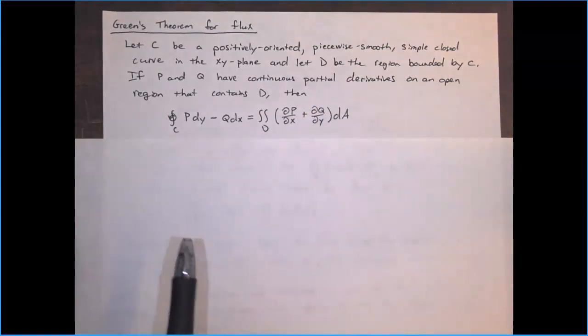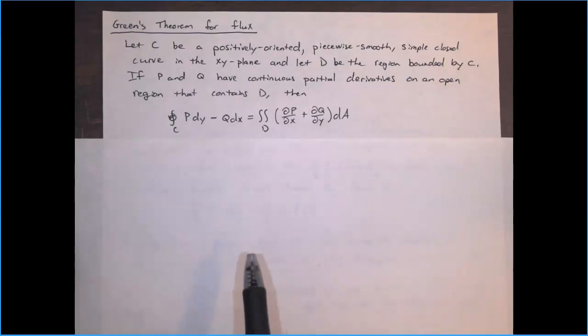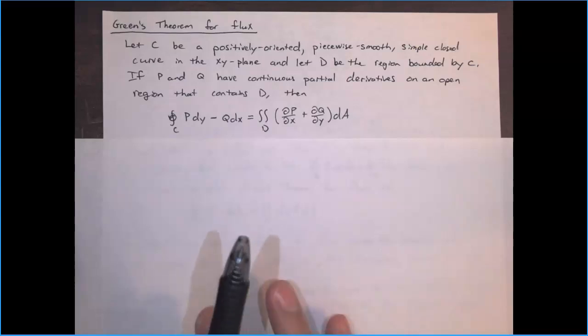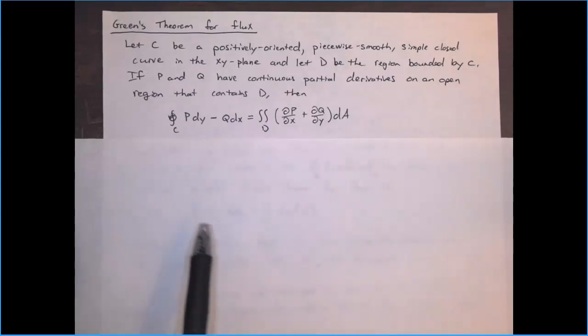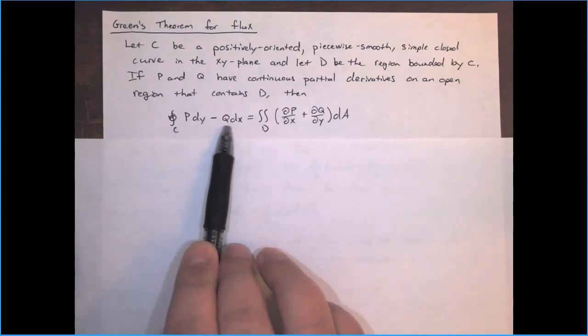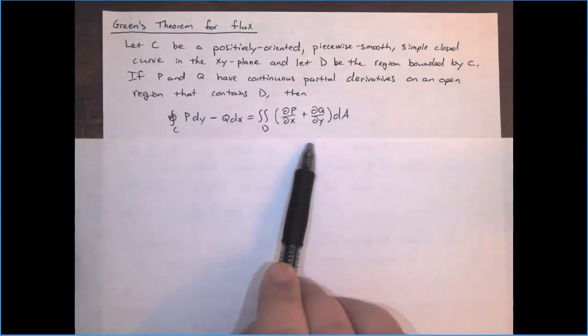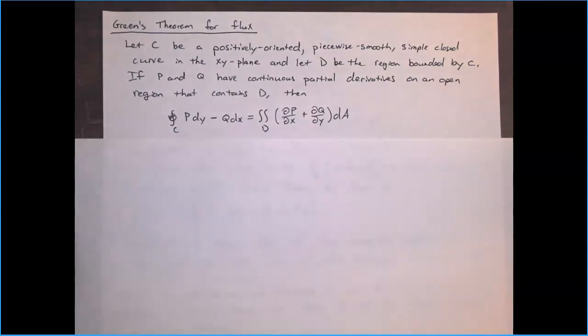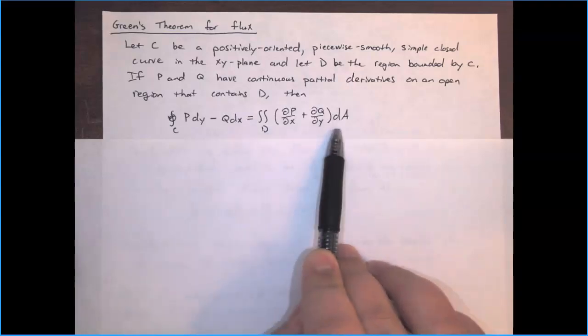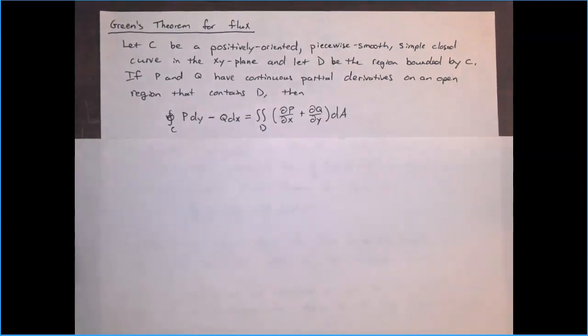We need P and Q, the components of our two-dimensional vector field, to have continuous partial derivatives in an open region that contains D. So think that we just look at D and make the region a little bit larger and get rid of the boundary. That would be an open region containing D. And then we have this result that this line integral of P dy minus Q dx is equal to the partial derivative of P with respect to x plus the partial derivative of Q with respect to y inside the region. Okay, so why is this called Green's theorem for flux?